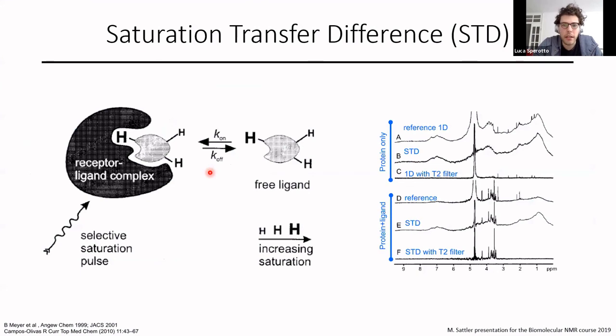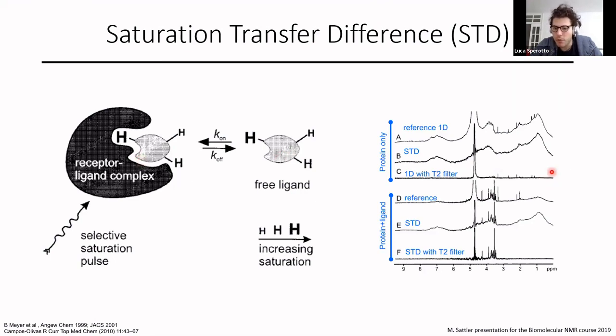Similar is another experiment, that is saturation transfer difference. It works more or less the same. Here you also collect two different spectra and subtract one from the other. In one you just collect a normal spectrum, and then you collect a spectrum exciting only the protein. The final result, if you subtract one spectrum from the other, is a spectrum that carries only the signal of the ligand that is binding our protein.